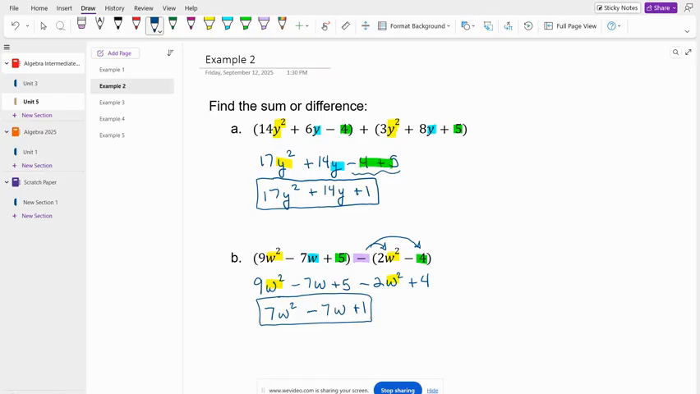So in this example, we saw, first of all, a difference. And so we took care of that difference first. And then we saw that one term was in one set of parentheses, but was not in the other set of parentheses. So we just kept that the same. So if you guys have any questions on this one, please let me know. Otherwise, we'll talk in class.